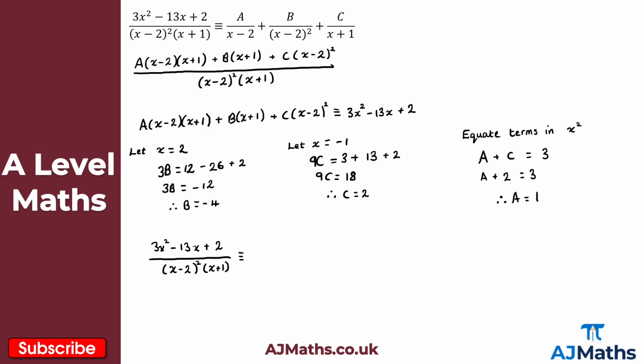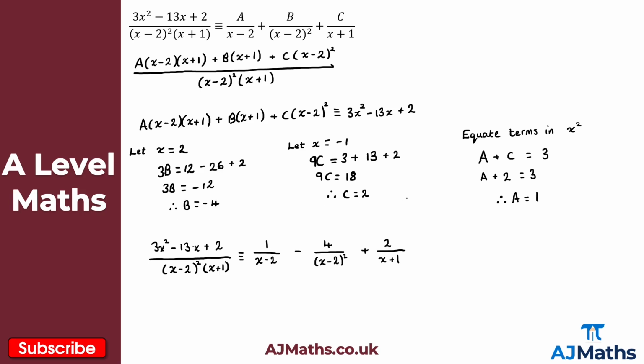That is identical then to a over x minus 2, so that's 1 over x minus 2. I then got b over x minus 2 all squared, so b is minus 4 here. So minus 4 over x minus 2 all squared. And then finally c over x plus 1, where c is 2, so plus 2 over x plus 1 there. Okay. And there we have it. So the value of a is 1, the value of b is minus 4, and the value of c is 2 there.